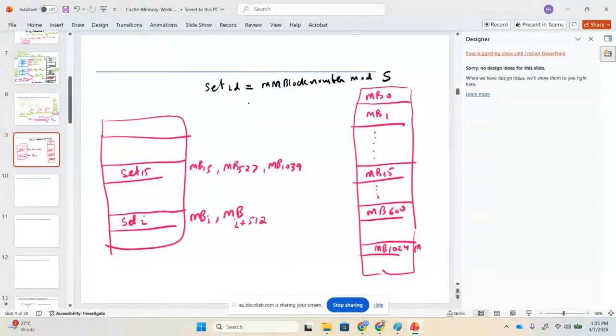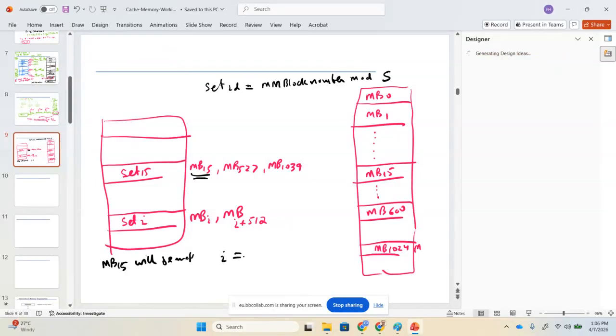Okay, now please remember. Let's assume we want the set ID for MB15. Where will MB15 be mapped? I want to find the set ID. The set ID will actually be 15 mod the number of sets, and how many sets are there in this example? 512. If you take the ampersand operator, it will be 15.